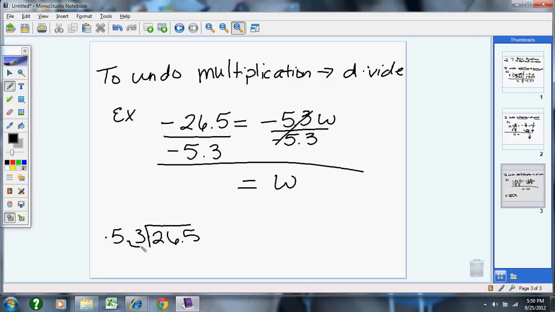Can't divide by a decimal, so I move my decimal one place on the outside, so I have to do it once on the inside. Let's see, I'm going to take a guess with 5 because I know 5 times 5 is 25, which gets me close to that 26. If I was with you, I would have you guys give me some guesses, but it looks like I'm correct. 265, so my answer is 5. Positive because negative times negative is a positive, so my answer is 5. W equals 5. So to undo multiplication, I divide.